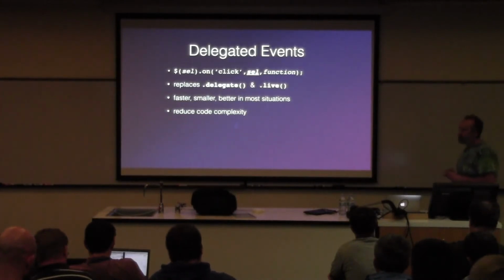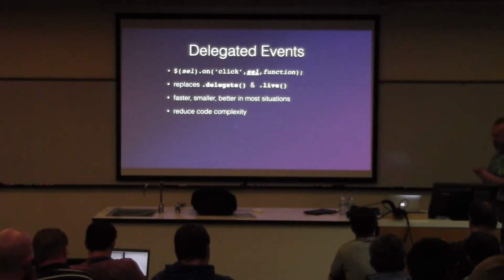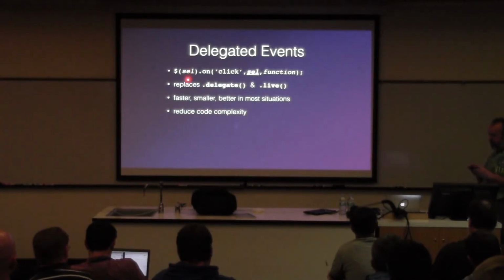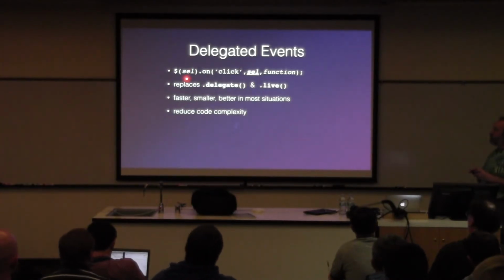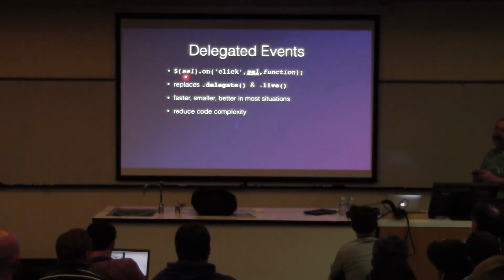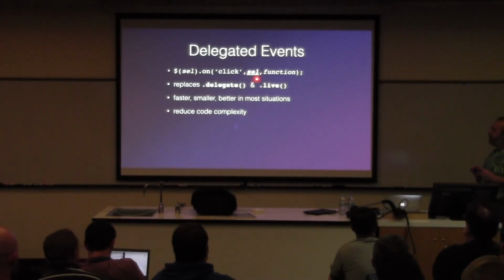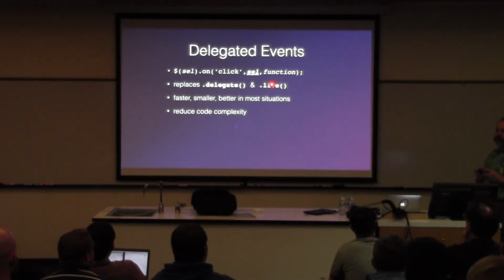But let me try to quickly explain what's going on here. We have two selectors. We have the first traditional selector. You may have a cached jQuery object, but then what you're doing is you're binding one or more events. That's the click here. And then you pass another selector as the second parameter, and then you pass your handler. So this could be a closure or a function name, something like that.